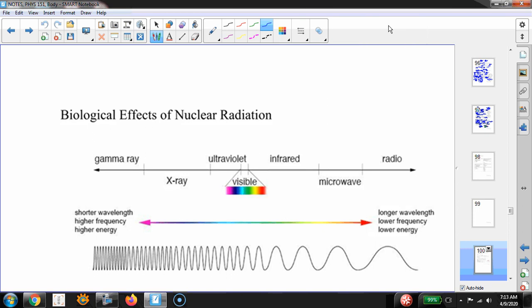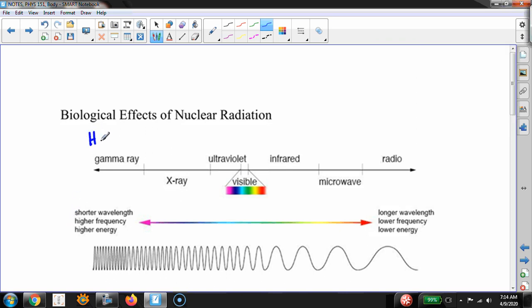This chapter is on the biological effects of nuclear radiation. We've already seen radiation in the previous chapter when we looked at light, because light really is a type of radiation, and we've seen the electromagnetic spectrum. You do need to know the spectrum, of course. You need to know it in terms of wavelength, frequency, and energy.